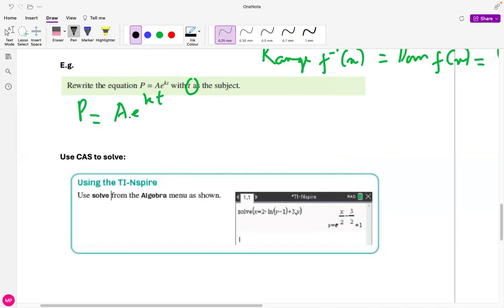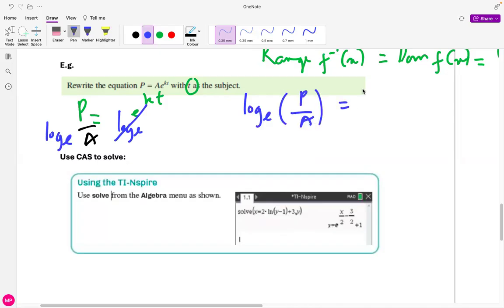Okay, so this is times by A. So I'm going to divide by A on both sides to get rid of the A. So I will have P over A equal to e to the power of kt. Then to get rid of e, I'm going to take the log, ln, on both sides. The ln and e will go away. So you're left with ln of P over A equal to kt.